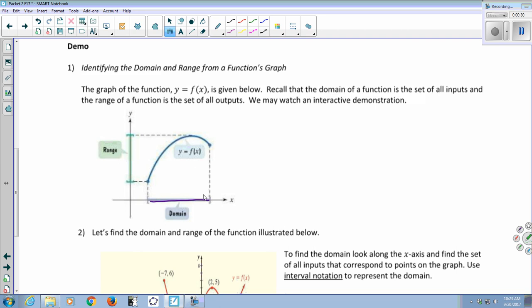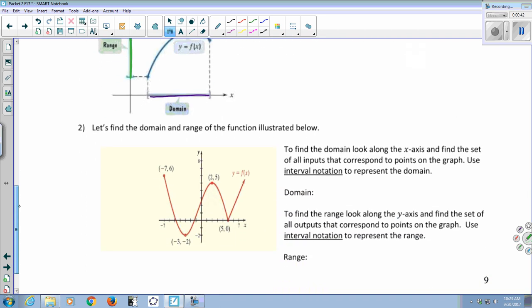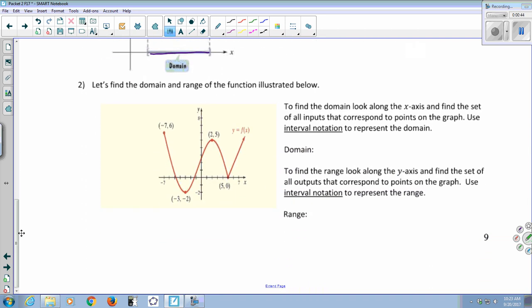And your range is the set of all y values that your graph lives on, the smallest to the biggest y, and the domain is the smallest to the biggest x. You might have to take some out if the graph doesn't live there, but it's generally smallest to biggest. So here is a function drawn, and we want to identify its domain and range. So domain is the set of all x values where the function lives, listed smallest to biggest.